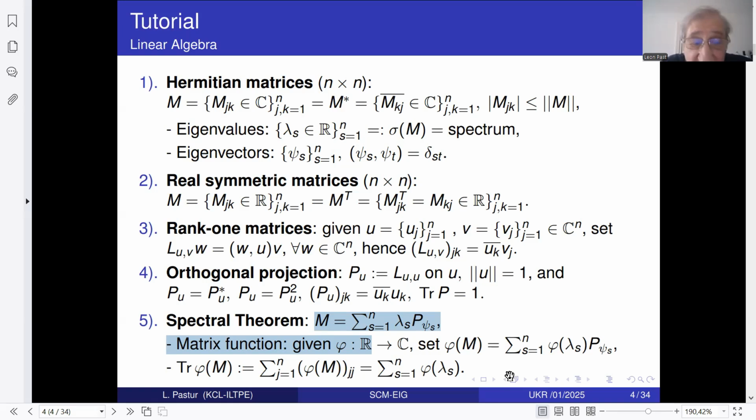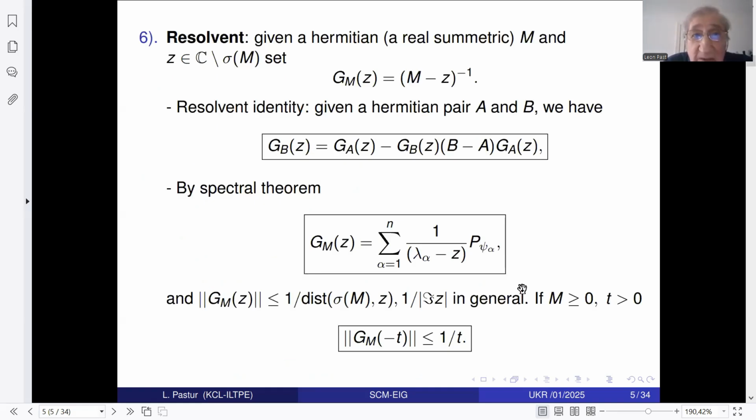The trace of the matrix, by definition, is just the sum of the diagonal entries of your matrix, but by the spectral theorem, using the fact that eigenvectors are orthonormalized, you can easily prove that it is just the sum of the eigenvalues. Well, these are more or less known things. Now I will introduce an important object of spectral theory.